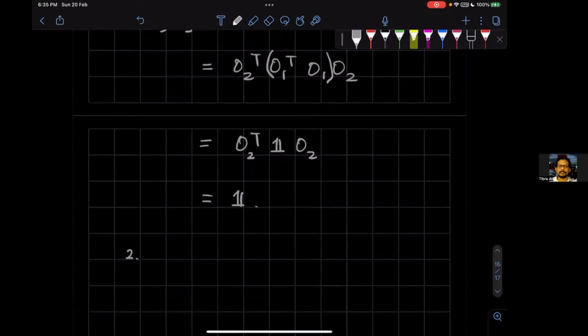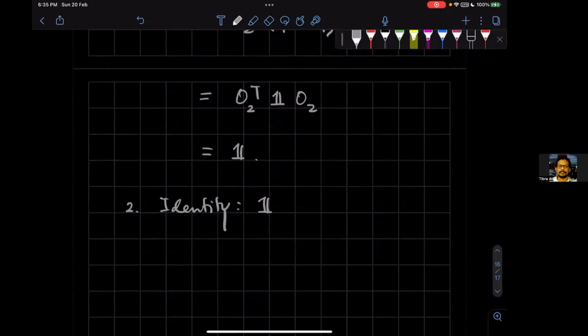Number two is the identity. So the identity here is obviously 1. Now, is that an orthogonal matrix? Well, the identity, if I transpose it, I get the identity, which is equal to the inverse of the identity. So yes, it is an orthogonal matrix.